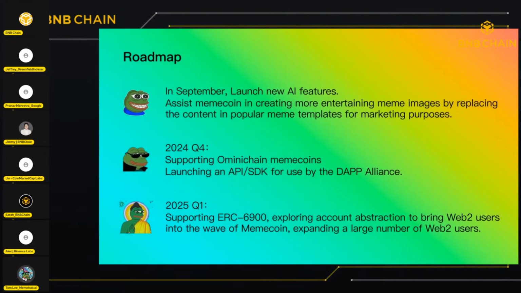In September, we will launch some new AI features. In Q4, we will support omni-chain memecoins and launch an API and SDK for use by the DApp Alliance. And next year, we will support other protocols like ERC-6900 and explore account abstraction to bring Web2 users into the wave of memecoins.